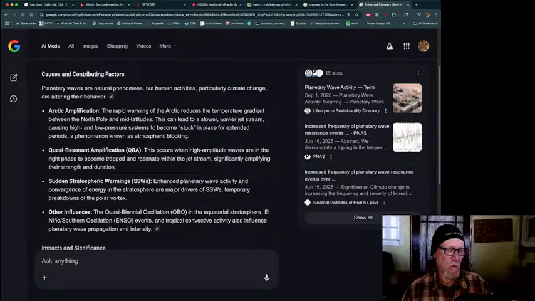Sudden stratospheric warmings enhance planetary wave activity and convergence of energy in the stratosphere, major drivers of SSWs. Temporary breakdowns in the polar vortex. Other influences, quasi-biennial oscillations, I've never heard of this, are in the equatorial stratosphere. Equatorial, that's the equator. El Nino southern oscillation ENSO events and tropical convective activity also influence planetary wave propagation and intensity.